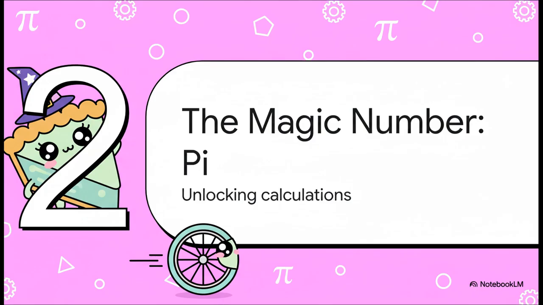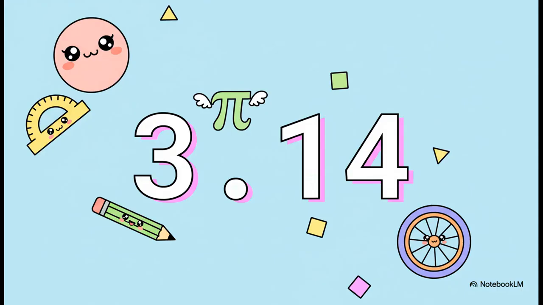Well, there's a secret ingredient, a really special, almost magical number, and that number is pi. So pi, we write with the Greek letter π, is what we call a constant. And here's what's so mind-blowing about it. If you take any circle in the entire universe, I'm talking a tiny coin, a massive planet, doesn't matter, and you divide its circumference by its diameter, you always get this exact same number. It's wild. For our calculations, we're just going to use the common approximation, 3.14.